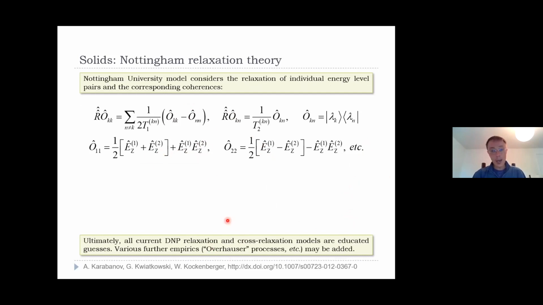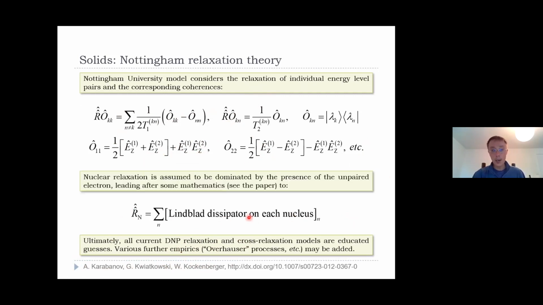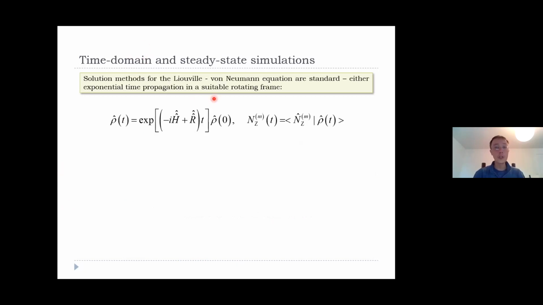A similar effort around the same time from Alex Karabanov, Greg Kwiatkowski, and Walter Kockenberger, where they analyzed the problem transition by transition and assigned individual rates based on individual transition operators. And for nuclei, they followed the same route as Shimon and company. So both of these theories are now implemented into SPINACH. It was a collaboration. I actually went to Weizmann Institute to talk to the chaps, and we published a few papers with Walter and company. So all of these things are now in there as black boxes, just specify relaxation theory, Nottingham, and those parameters, and it will just turn it on.